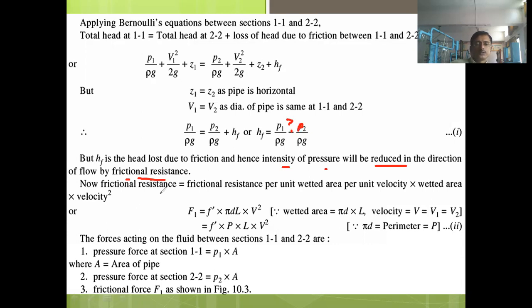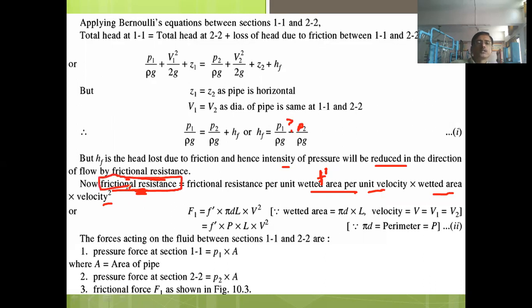Now this frictional resistance will be equal to frictional resistance per unit wetted area per unit velocity, that we have written there as F dash. Okay, F dash we wrote above. This is the F dash, frictional resistance per unit wetted area per unit velocity. Now if you multiply this by wetted area and the velocity, then you will get here the frictional resistance.